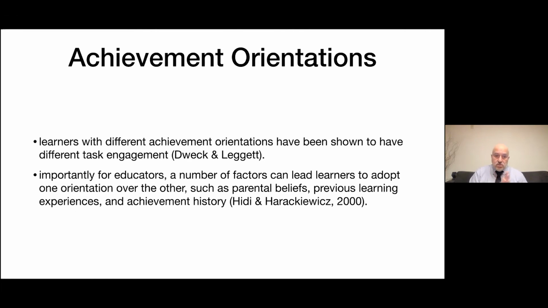Dweck and Leggett also showed that learners with different orientations will demonstrate different task engagement within the classroom. And importantly for educators, a number of factors can lead to the orientations that students adopt. It could be parental beliefs or the beliefs of the circle around them, previous learning experiences, also achievement history. But what this also means is that as educators, we can manipulate the motivations, the achievement orientations in the class towards orientations that are most appropriate for learning.